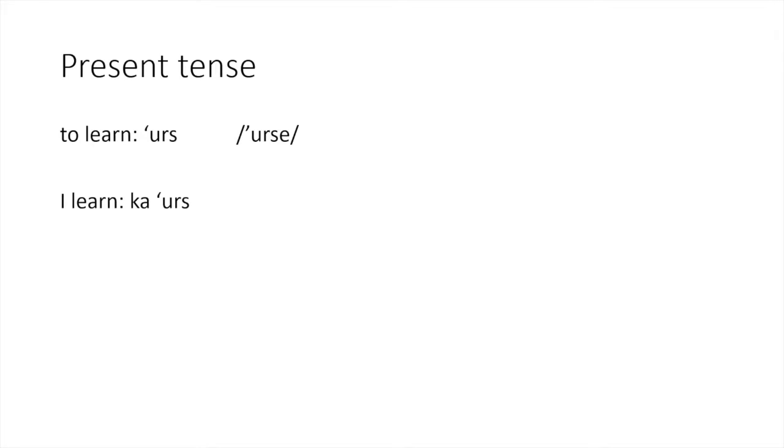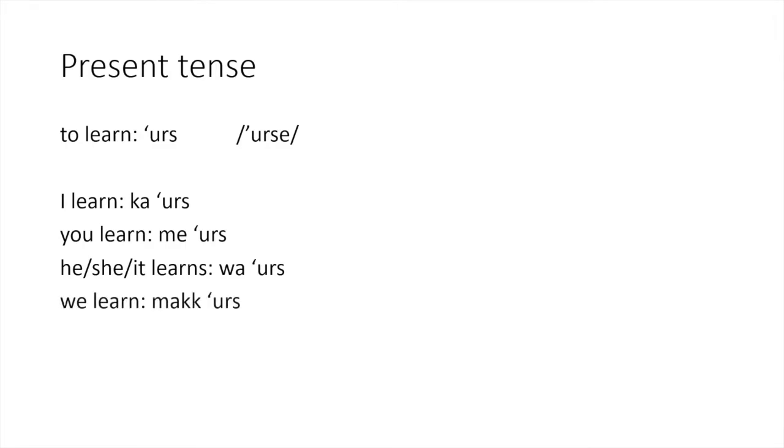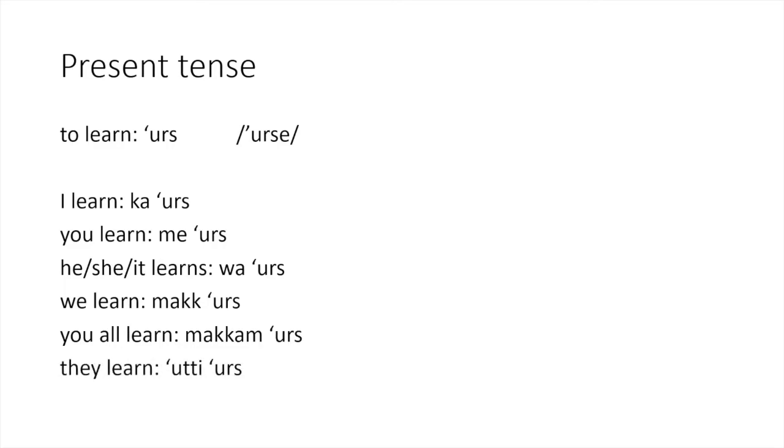So I learn. Ga orders. You learn. Me orders. He, she, it learns. Wa orders. We learn. Mak orders. You all learn. Makkam orders. They learn. Utti orders.